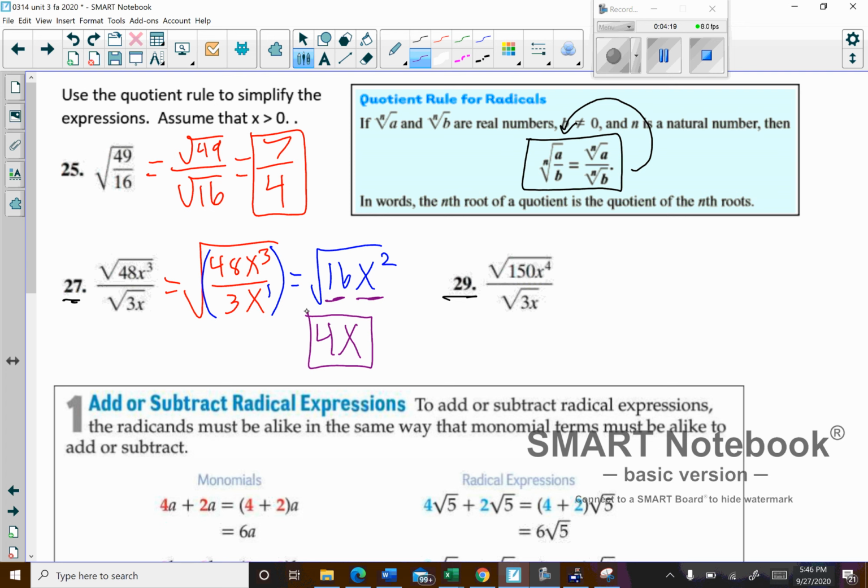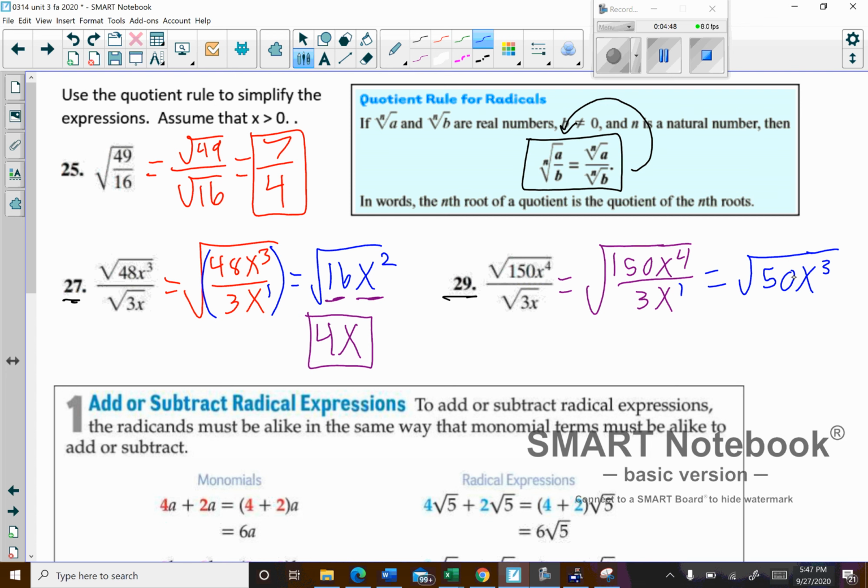I think this next problem should be pretty similar. We'll get something similar to this. So we'll go ahead and put this under the same radical sign. So 150x to the power of 4 divided by 3x, and then we'll simplify that, and then we'll see what we can do from there. So let's see, 150 divided by 3 is 50. And then x to the power of 4 over x would become x cubed.